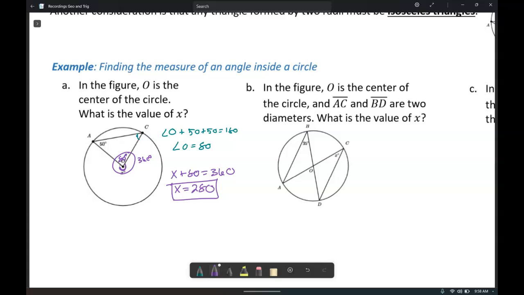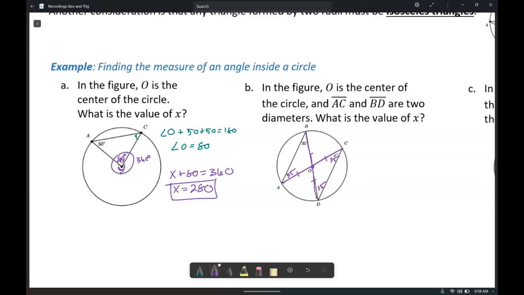Here we have two isosceles triangles that are drawn. And so O is the center, which means this is a radius, this is a radius, this is a radius, and this is a radius. So all four of these sides are congruent in measure, which means that this has to be 35 degrees, and this has to be 35 degrees, and this has to be 35 degrees. All of those angles have to be 35 degrees. Therefore, the value of x is 35 degrees.